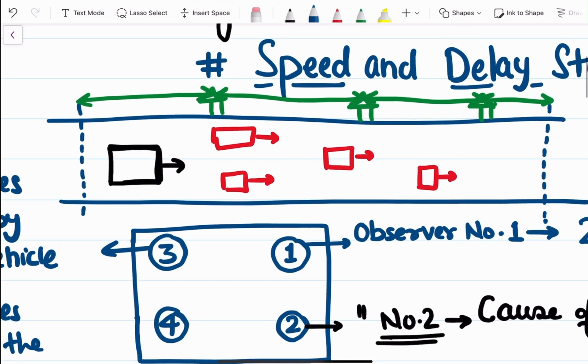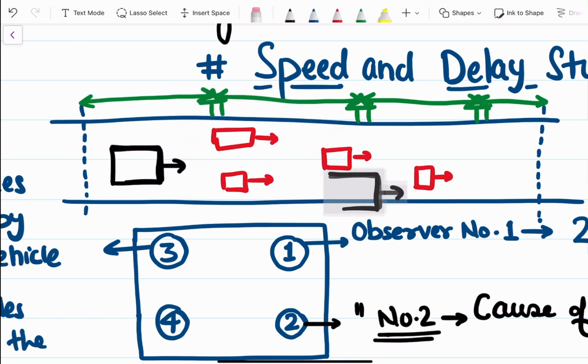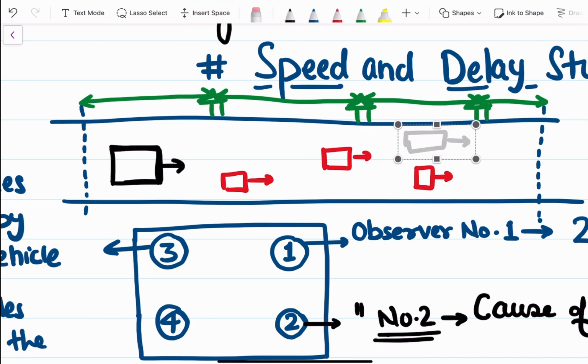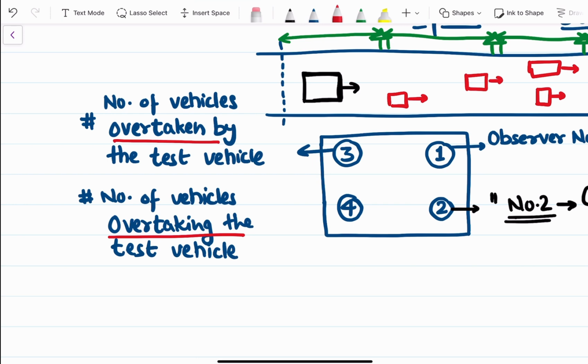This means that, as we have discussed, the test vehicle will be moving in the prevailing road condition. During this, the test vehicle will overtake certain vehicles to reach the various checkpoints as well as the destination. How many vehicles have been overtaken by the test vehicle is recorded by observer number three. As well, during the movement, certain vehicles will overtake the test vehicle and move ahead. How many vehicles have overtaken the test vehicle is also recorded by observer number three. So observer number three records the number of vehicles overtaken by the test vehicle and the number of vehicles overtaking the test vehicle.